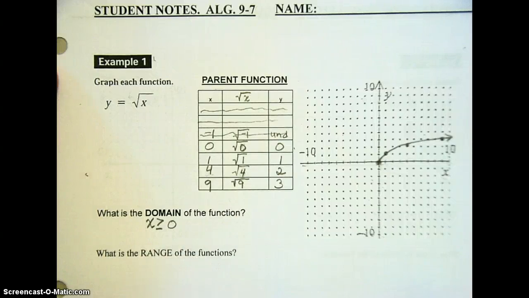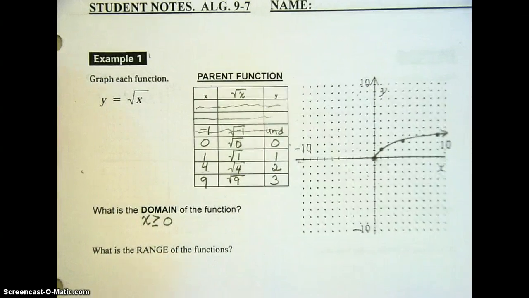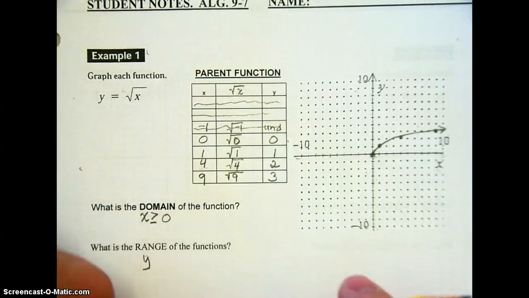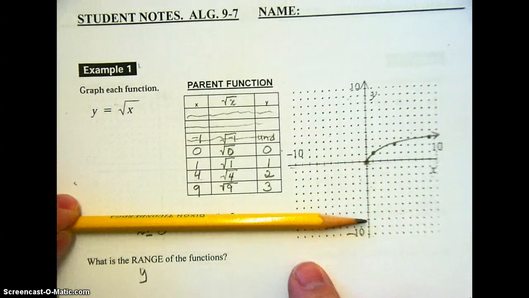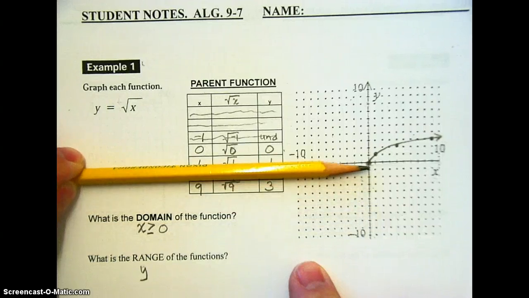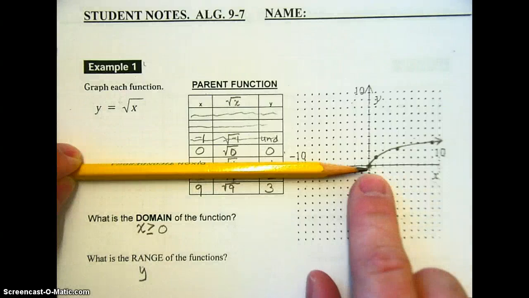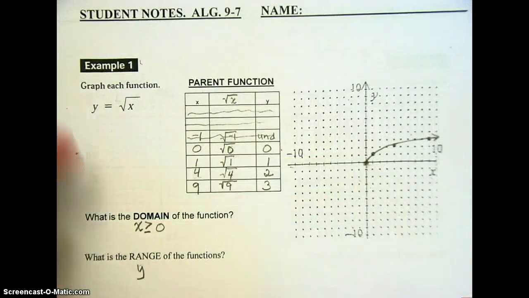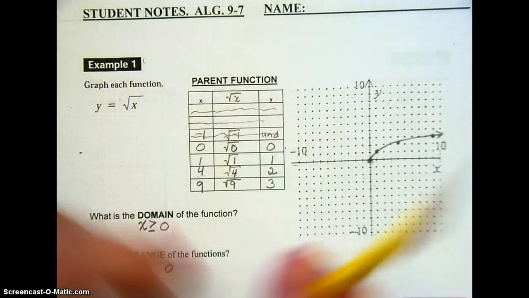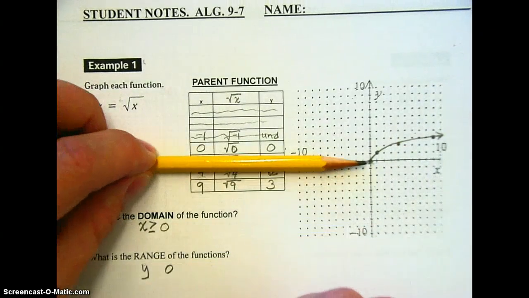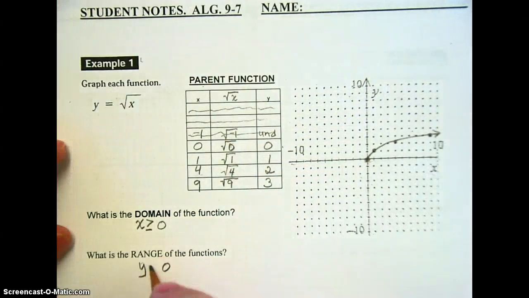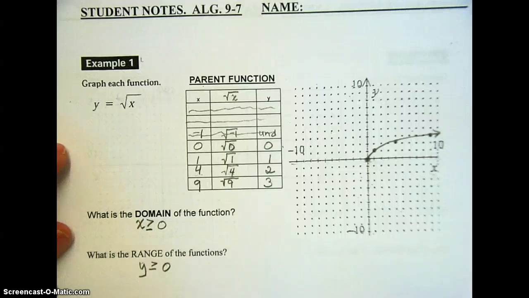That is our domain. Our range deals with y. So we start here, and we start going up the y-axis. Where does it start? At 0. Does it exist at 0? Yes. So y is equal to and greater than 0. You're going up still. Y is greater than or equal to 0.